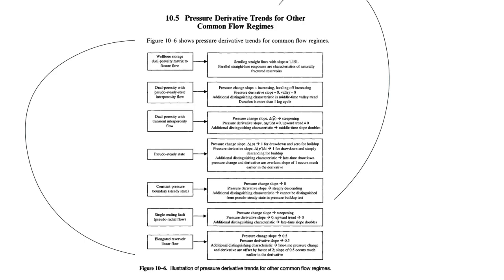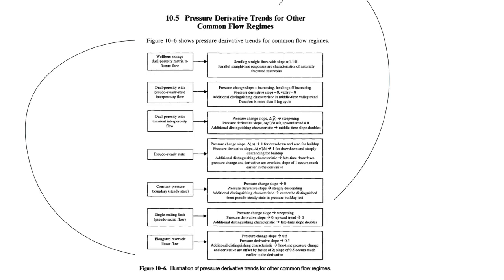For steady state, pressure change slope is 1 for drawdown and 0 for buildup. Pressure derivative slope is 1 for drawdown and steeply descending for buildup. Additional distinguishing characteristic: late time drawdown, pressure change and derivative are overlain. Slope of one occurs much earlier in the derivative.